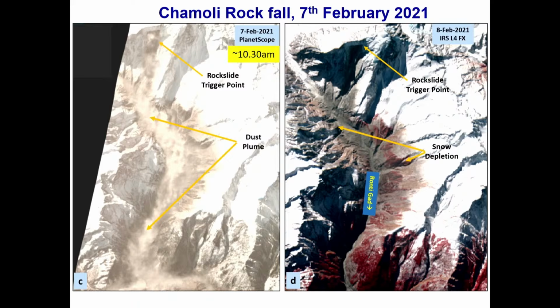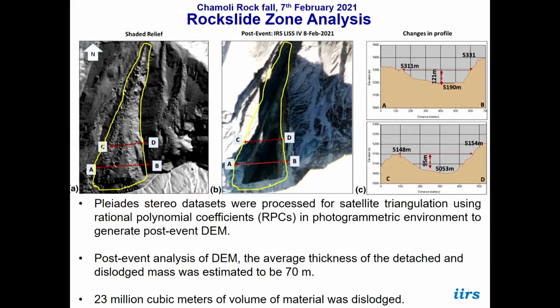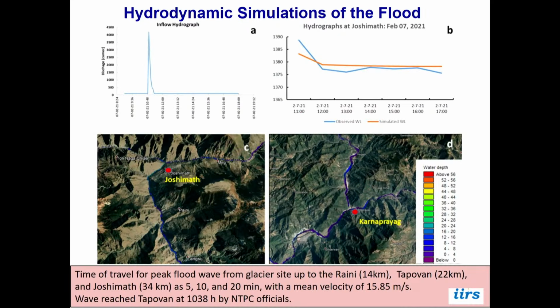On the right side, after the event, once the dust and sediments had settled, you can see the valley. The digital elevation model has helped to assess the volume of material that came rolling down to the valley. Roughly, we estimated 23 million cubic meters of material got dislodged. This was possible because of the Pleiades stereo satellites. If you have the pre-event DEM and the post-event DEM, you can assess how much thickness or volume of material came down.